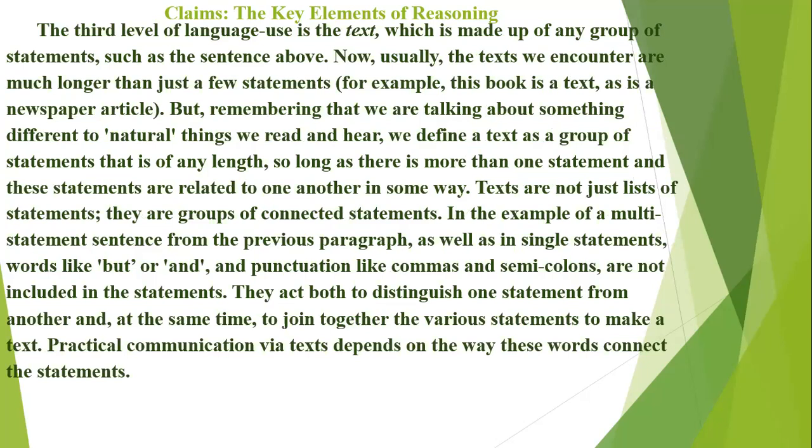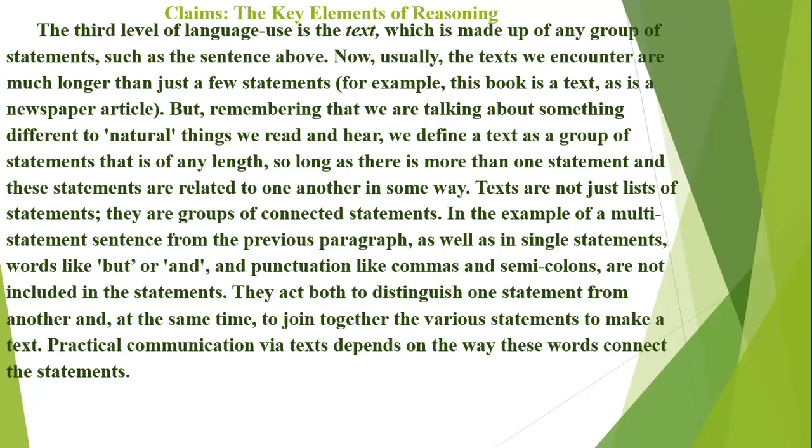The third level of language use is the text, which is made up of any group of statements, such as the sentence above. Now, usually, the texts we encounter are much longer than just a few statements. For example, this book is a text, as is a newspaper article. But, remembering that we are talking about natural things we read and hear, we define a text as a group of statements of any length, so long as there is more than one statement and these statements are related to one another in some way. Texts are not just lists of statements, they are groups of connected statements.